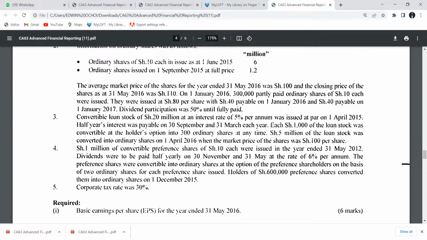Number 4, shillings 1 million of convertible preference shares of shillings 10 each were issued in the year ended 31st May 2012. Dividends were to be paid half yearly on 30th November and 31st May at the rate of 6% per annum. The preference shares were convertible into ordinary shares at the option of the preference shareholders on the basis of 2 ordinary shares for each preference share issued. Holders of 600,000 preference shares converted them into ordinary shares on 1st December 2015. The corporate tax rate is 30%.